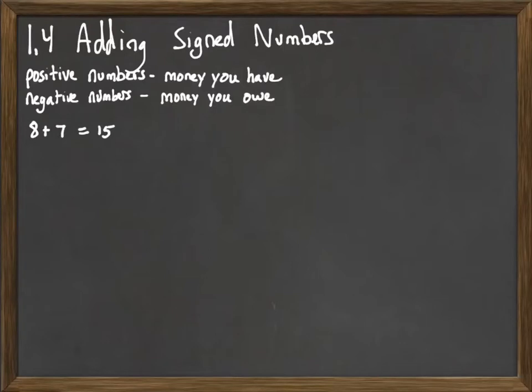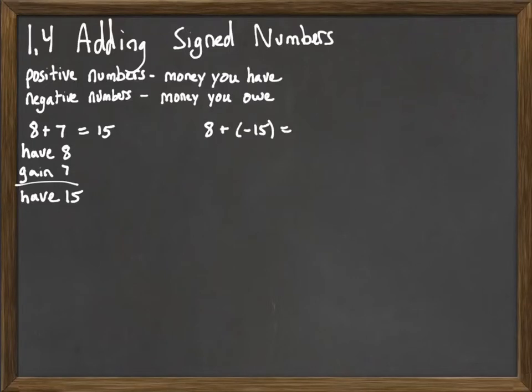So in the first example, of course, we can do 8 plus 7 is 15. But the understanding here is that we have $8. We've now gained $7 more. So in total, of course, we'll have 15, which is why the answer is a positive 15. Now that's fine if we're dealing with positive numbers. But this idea of money you have and money you owe really helps us when we deal with signed numbers. We have some negative numbers involved.